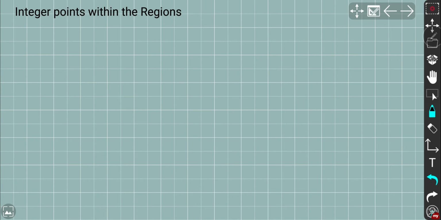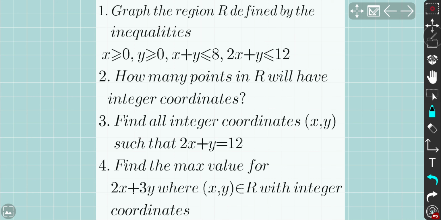Okay, and sometimes you might be asked about some function. You're given an equation with a function, and you need to find the maximum or minimum value within those integer points. Okay, so let's have a look at the problem. That's a typical problem. I tried to combine as many questions as possible here.